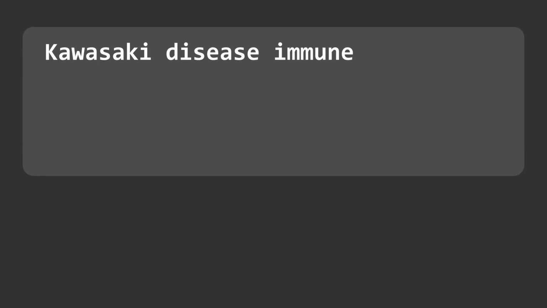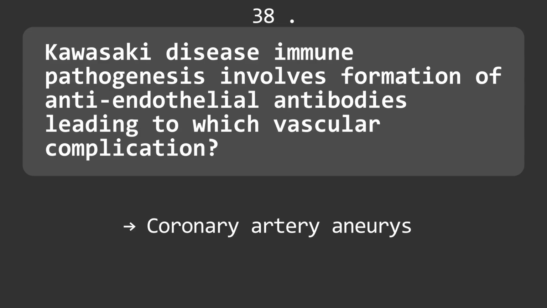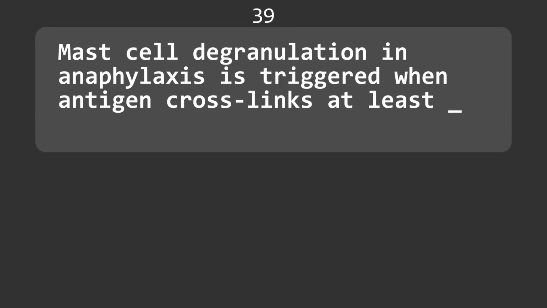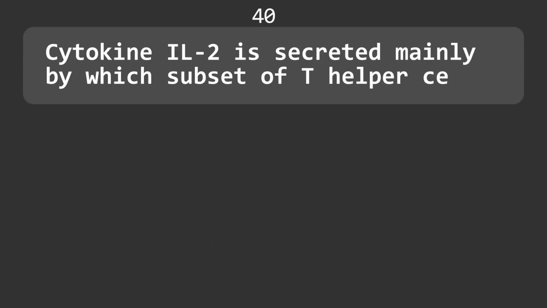Kawasaki disease immune pathogenesis involves formation of anti-endothelial antibodies leading to which vascular complication? Coronary artery aneurysm. Mast cell degranulation in anaphylaxis is triggered when antigen cross-links at least how many molecules of IgE? 2 adjacent. Cytokine IL-2 is secreted mainly by which subset of T helper cells? Th1 cells.